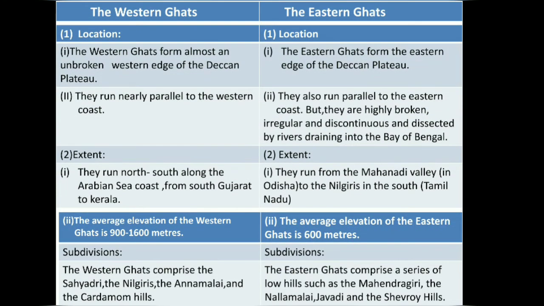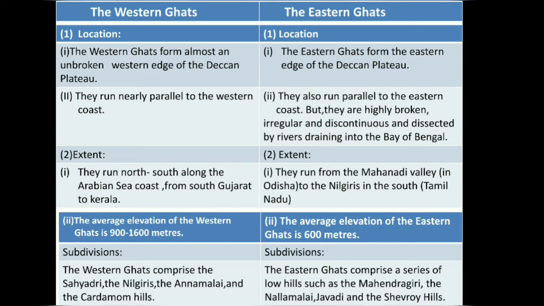Okay, let us clearly understand the differences between the Western Ghats and the Eastern Ghats. Regarding the location, the Western Ghats form almost an unbroken western edge of the Deccan Plateau, and they run nearly parallel to the western coast. Eastern Ghats form the eastern edge of the Deccan Plateau, and they also run parallel to the eastern coast, but they are highly broken, irregular, and discontinuous and dissected by rivers draining into the Bay of Bengal.